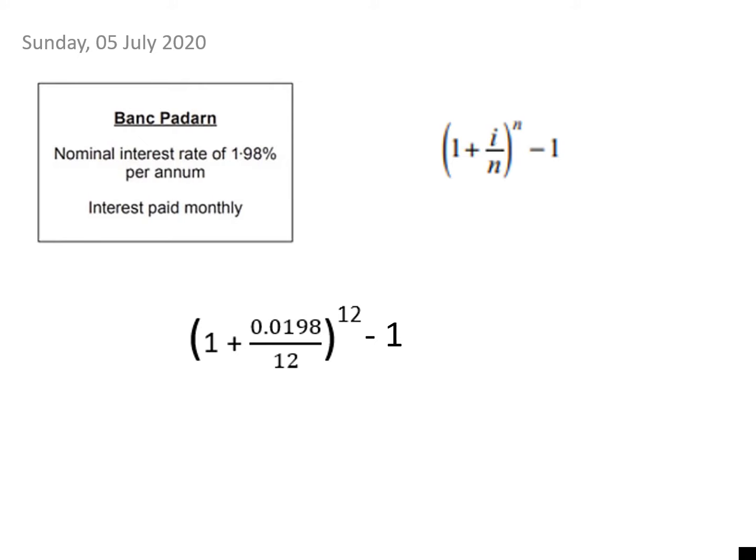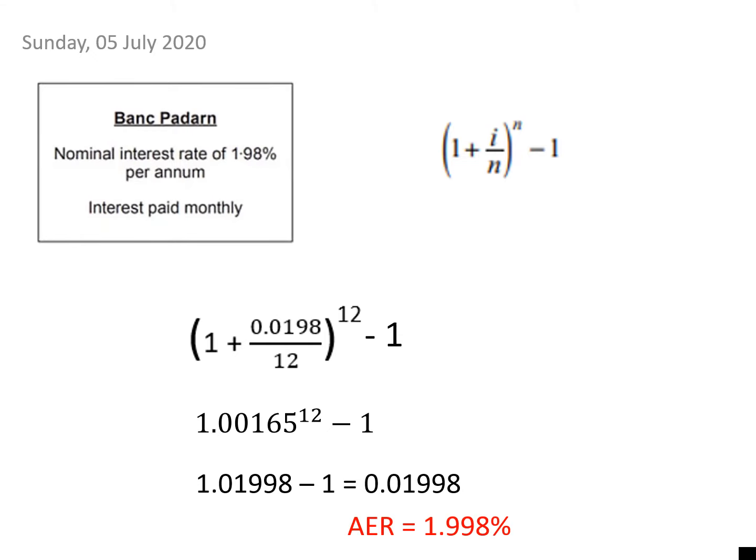1 plus our 0.0198 divided by 12, and we're raising it to the power of 12. So we work out what's inside the bracket first, then raise that to the power 12, then take 1 away. So if we first of all raise that to the power 12, we get 1.01998, take 1 away, which gives us the 0.01998. So that's our AER as a decimal. Turn it back into a percentage by multiplying by 100, and we get 1.998.